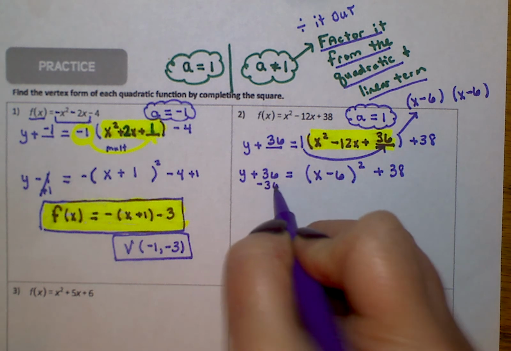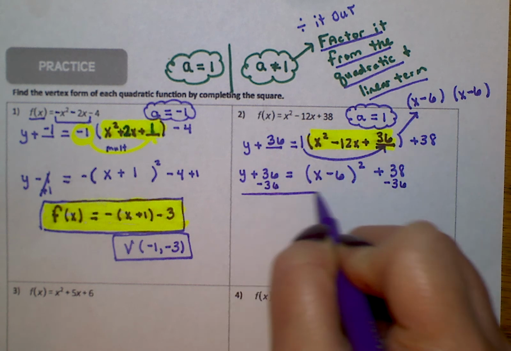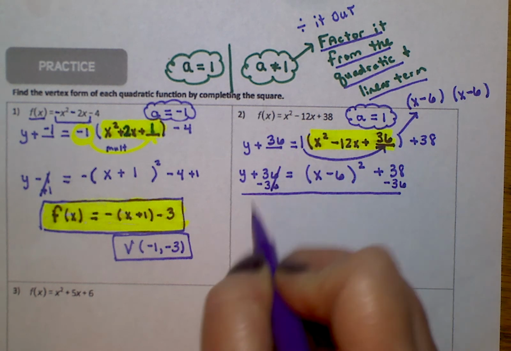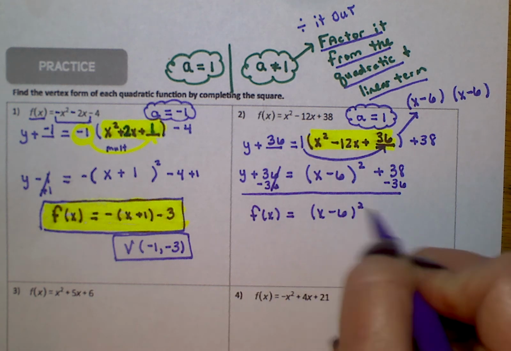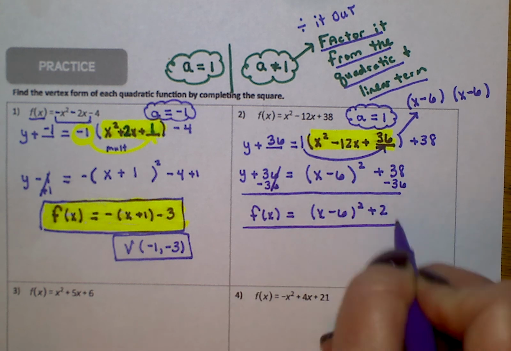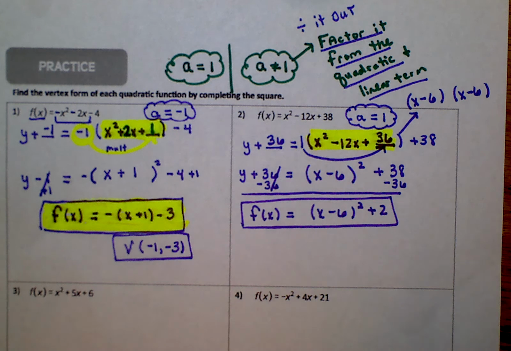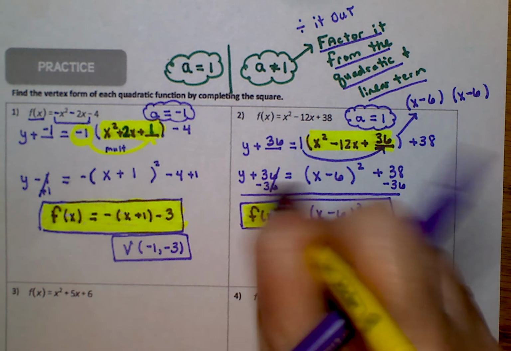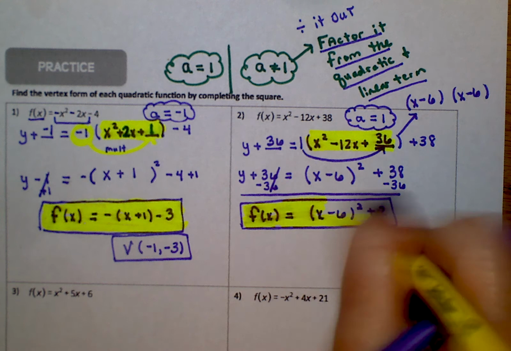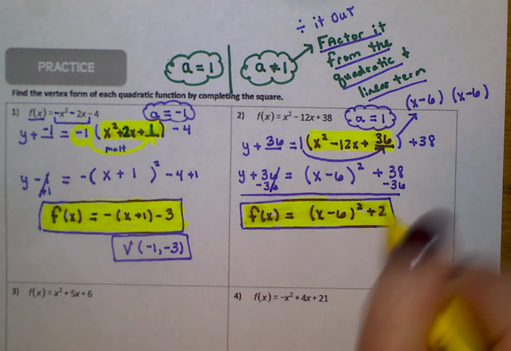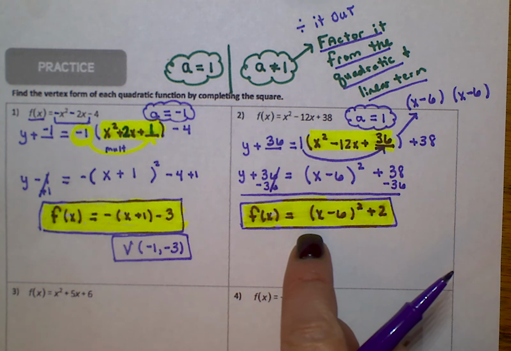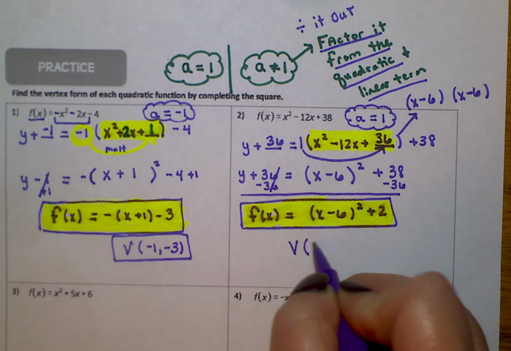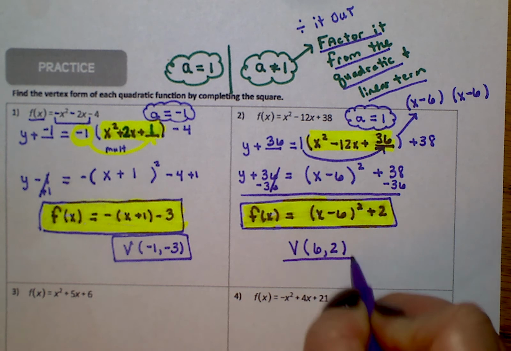Now I'm going to subtract the 36. Change the y equals to f of x. And I get 2. See if you can put your vertex down. Don't forget, when you're doing these questions, double check if you have the correct answer by putting in the original problem, which would have been this one, and the one that you've rearranged, and those should be the identical graph. So your vertex should be at 6, 2.